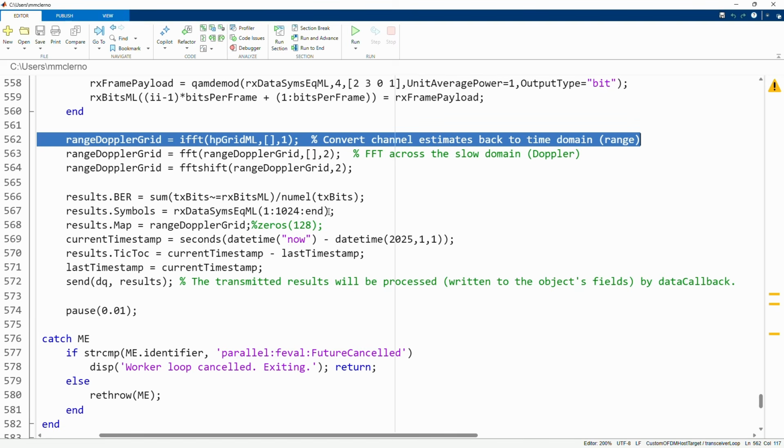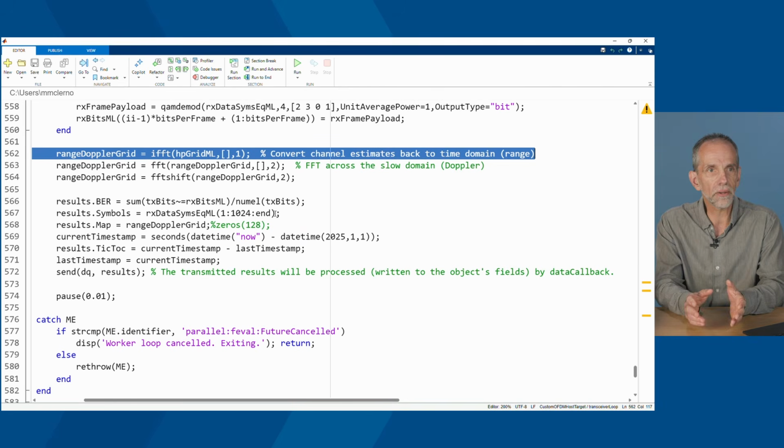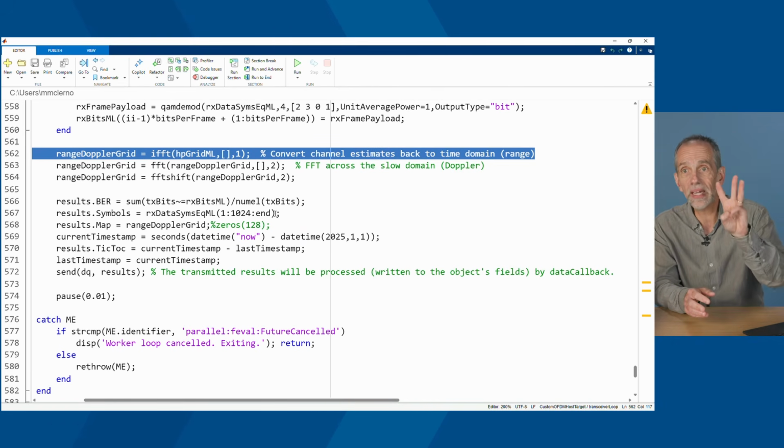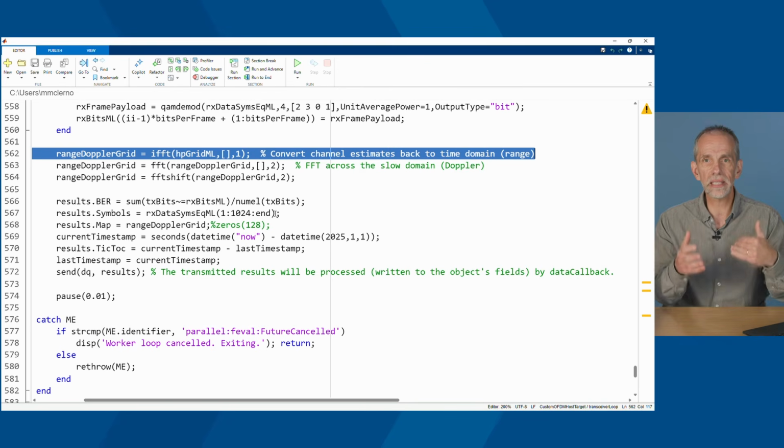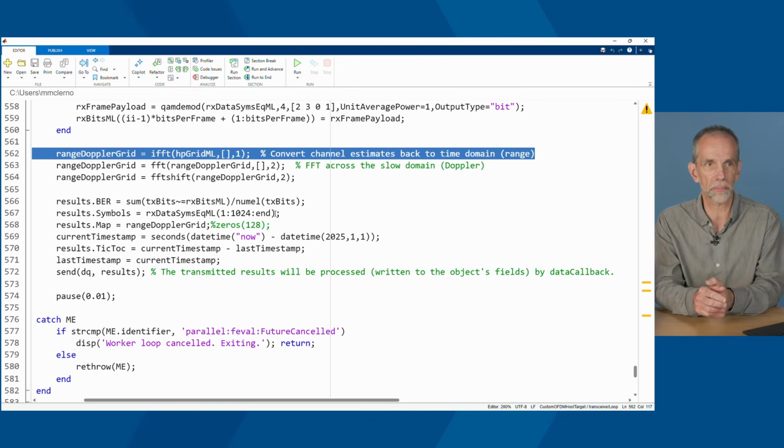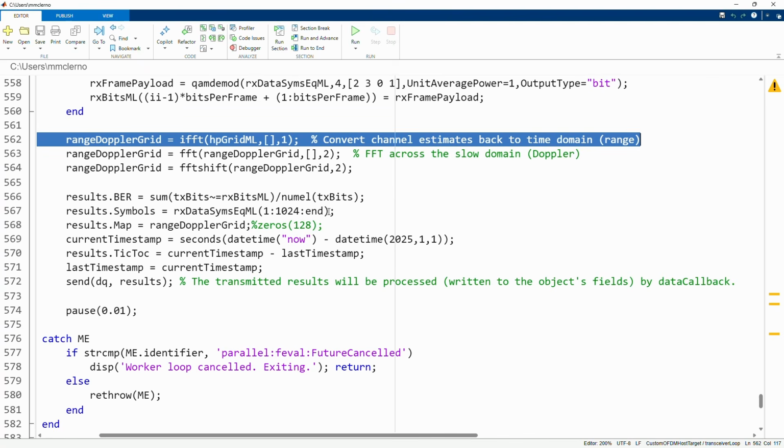You can see there's nearly 600 lines of code in this OFDM processor. It turns out that all the channel estimation has to be done anyway for OFDM demodulation, the single carrier demodulation and channel equalization. There are essentially 3 lines of code that do the lion's share of the radar processing, lines 562 to 564.